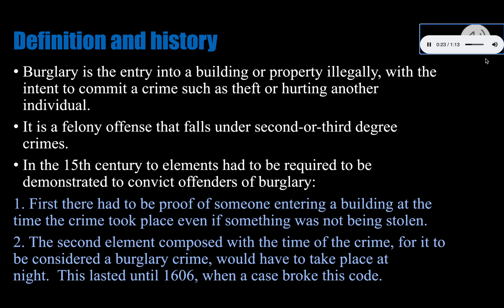By the 15th century, two elements were required to convict offenders of burglary. First, there had to be proof of someone entering a building at the time the crime took place, even if something was not being stolen. The second element concerned the time of the crime: for it to be considered burglary, it would have to have taken place at night. This lasted until 1606 when a case broke this code.